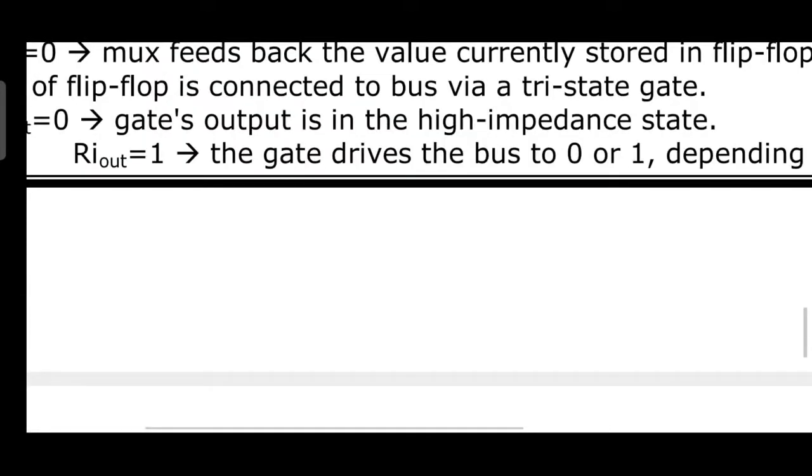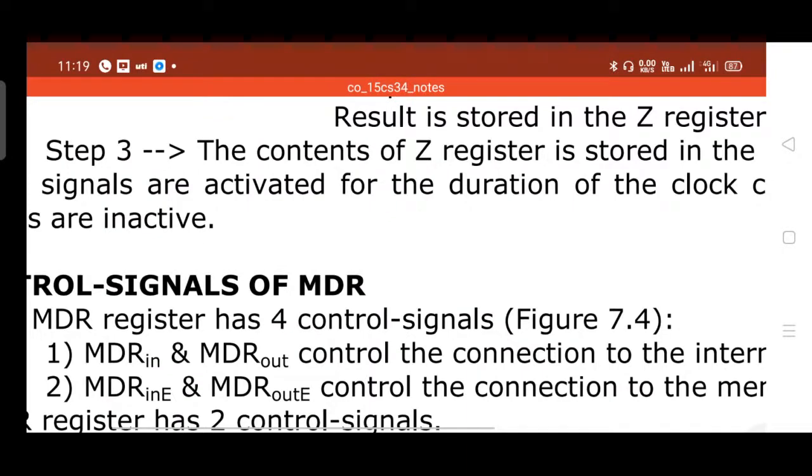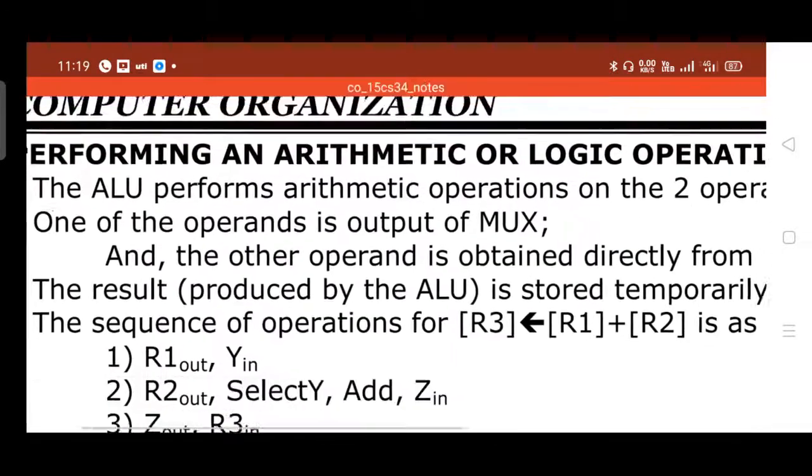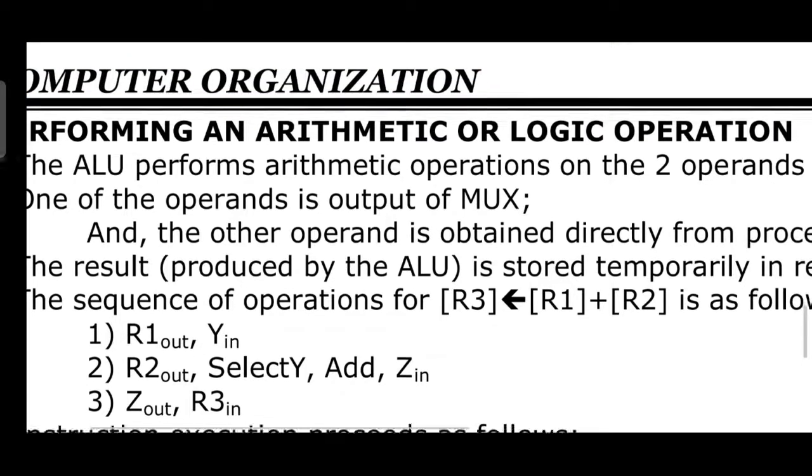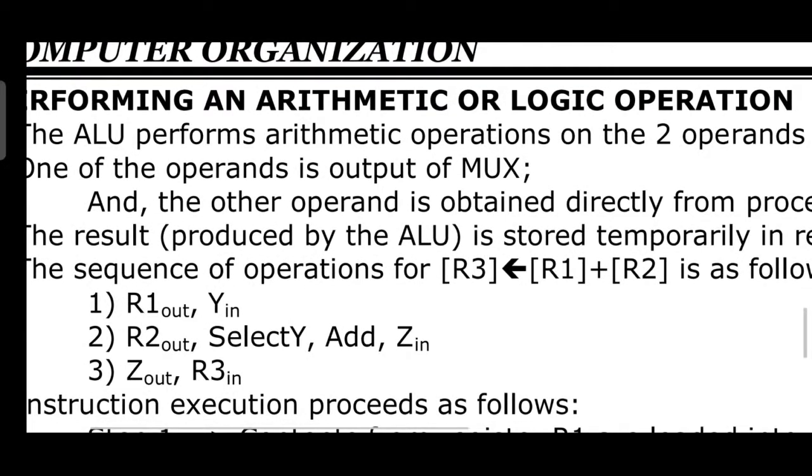The process is not ended, because you have to place the output in the desired location. What is the desired location? The desired location is R3, right? R1 plus R2 is R3, you have mentioned. So what are you supposed to do? You have to activate the Z out line at step number 3, because you have to take the data out from Z and place it on the internal processor bus, onto the destination register R3. So R3 should take input from Z. So you have to write R3 in.